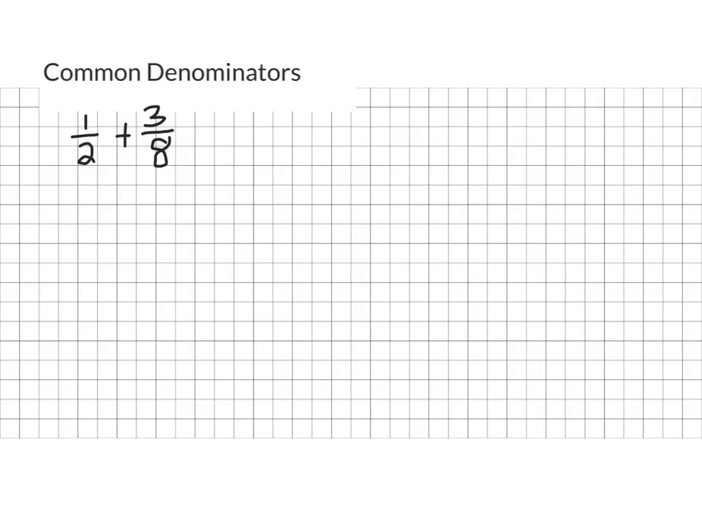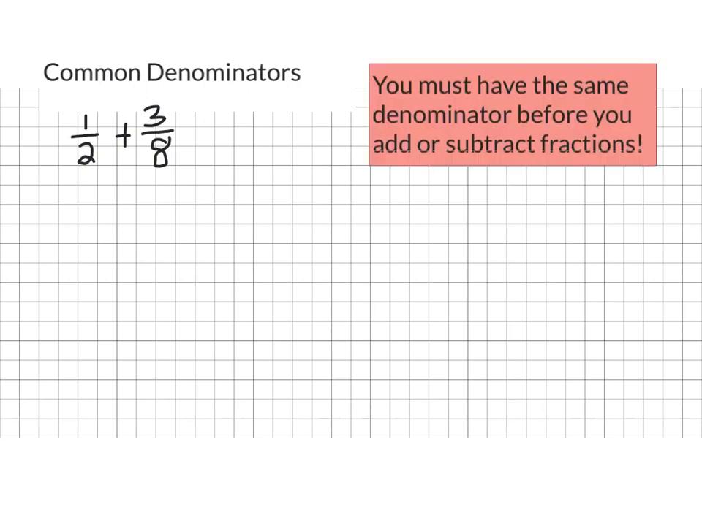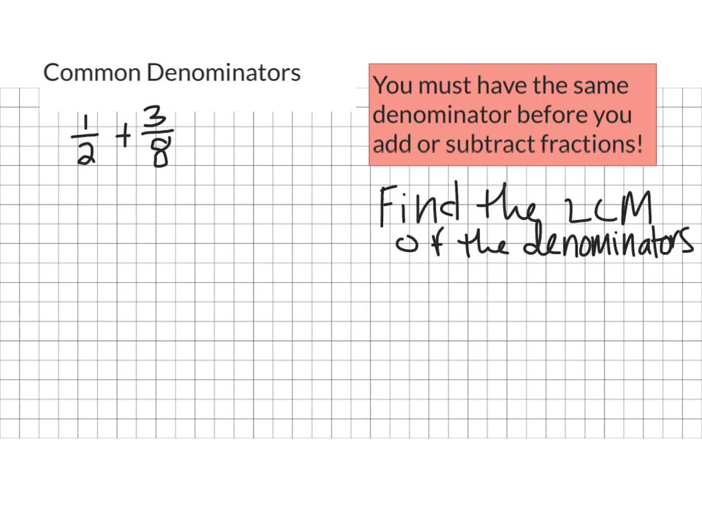All right, so first let's talk about common denominators. Common denominators are really important in fractions because we have to have them before we can add or subtract. And to find that common denominator, you find the lowest common multiple of the denominators of the two fractions you're trying to add or subtract. So in this case, I need the LCM of 2 and 8 because that's the denominator, meaning the bottom number of the fraction. So let's go ahead and do that.